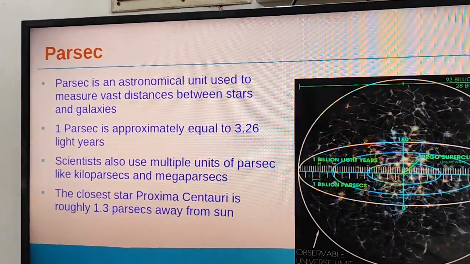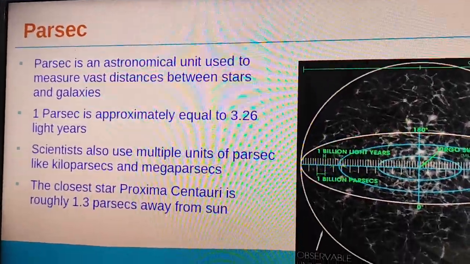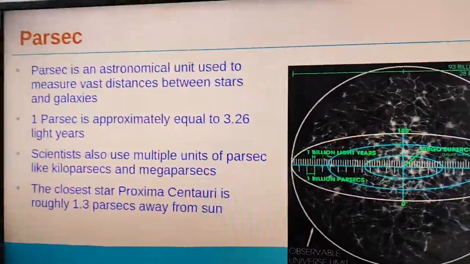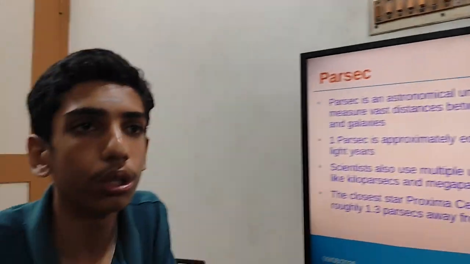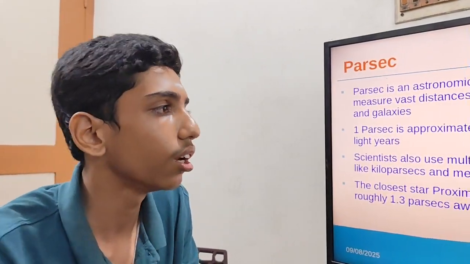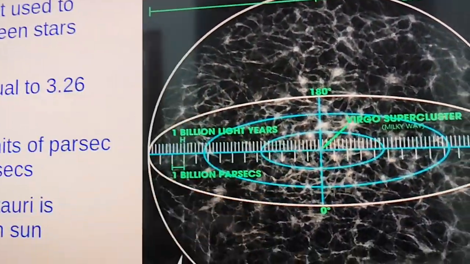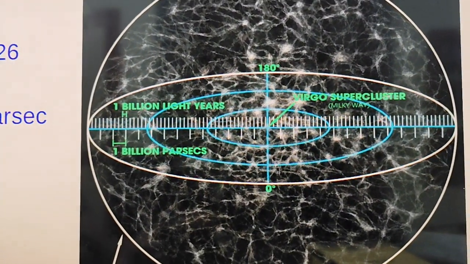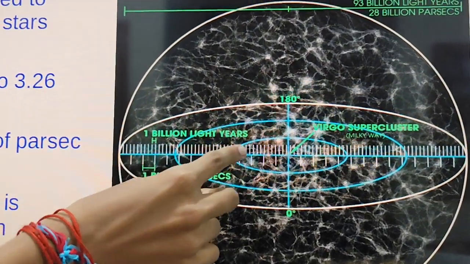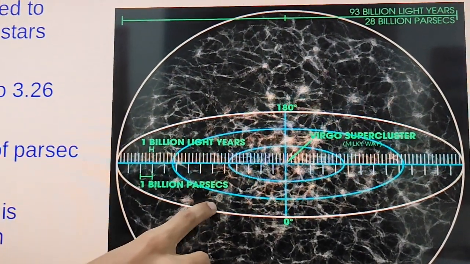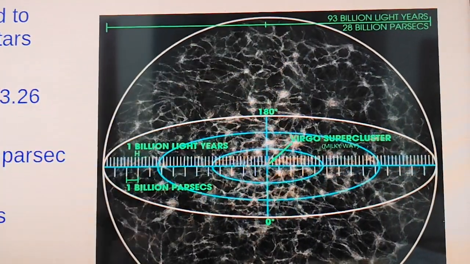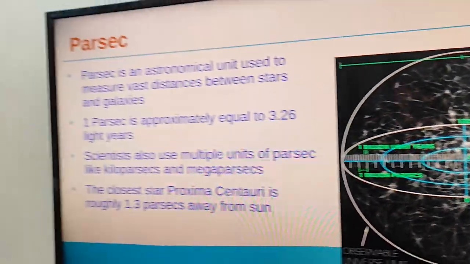The next unit which we are going to learn is the parsec. Parsec is also an astronomical unit. 1 parsec is approximately equal to 3.26 light years. And here this is our whole universe. And see these units, 1 billion light years and 1 billion parsecs. The whole universe is 93 billion light years, which is 28 billion parsecs.